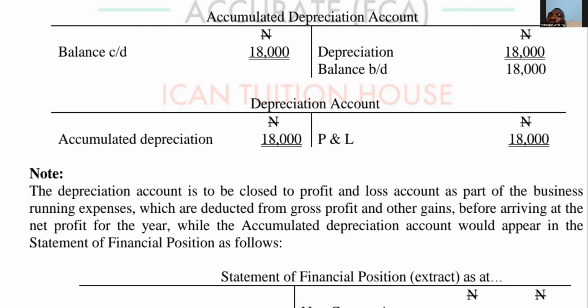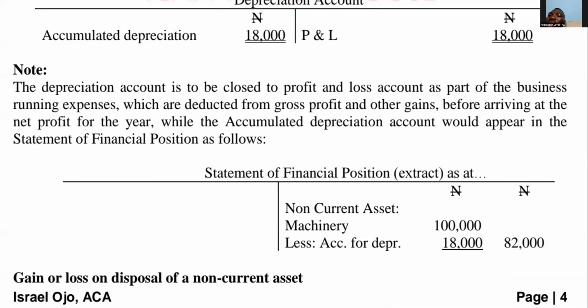Why accumulated depreciation account will appear in the statement of financial position. So we now have an extract, which is how it's going to look for method 2. Under non-current assets, we bring down the balance carried down of the machine, 100,000. Then after that, we less the accumulated depreciation, which is 18,000. That gives us 82,000. So that's how we record the transaction.